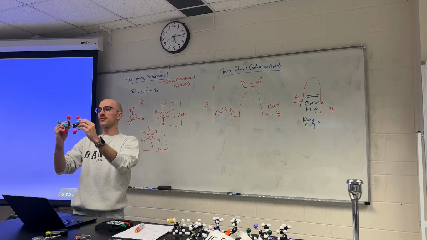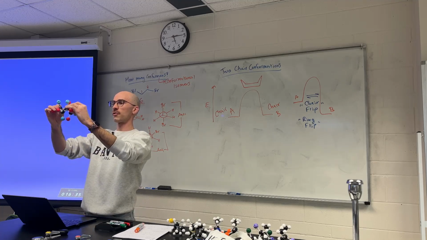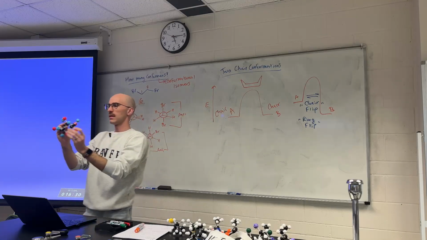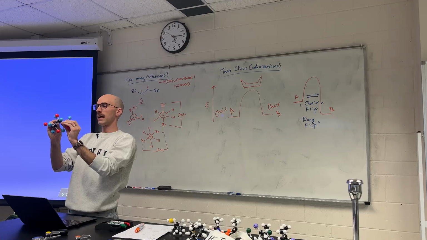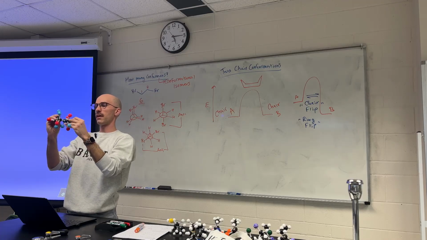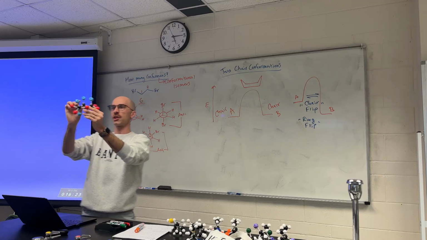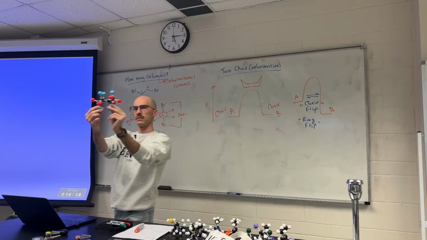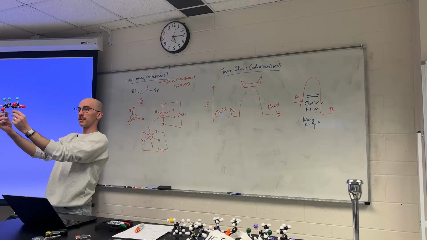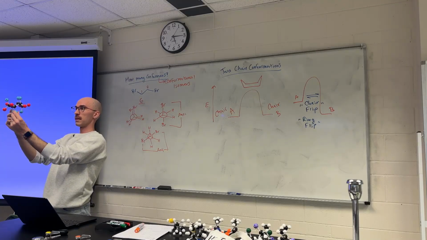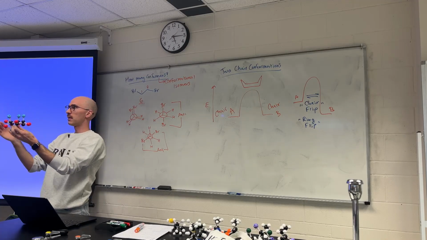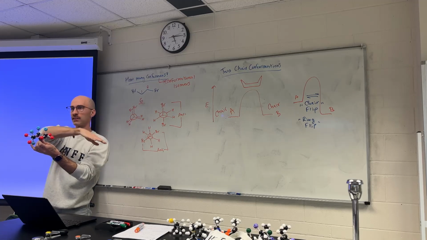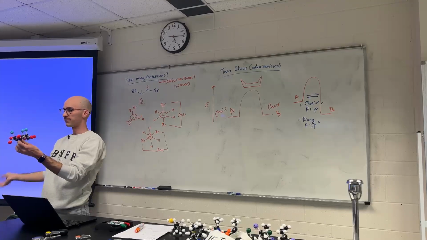Now if I flip it into a high energy boat, there's my boat, and then I relax it down again into another chair, I have successfully flipped my chair. Look at my red substituents. Are they still axial? They are not. They're now described by what term? Equatorial. In a chair flip, equatorial groups become axial groups. Axial groups become equatorial groups.